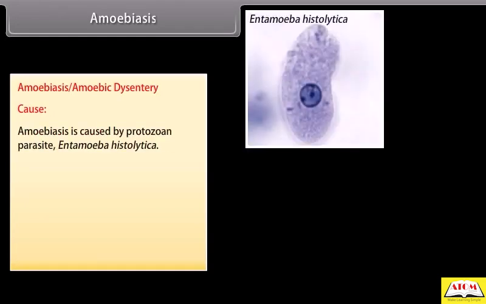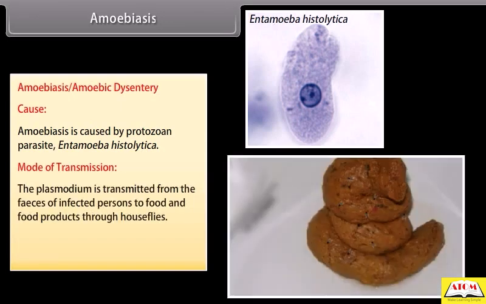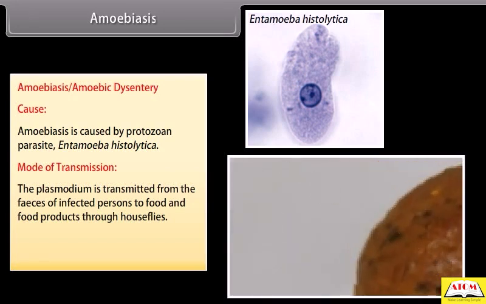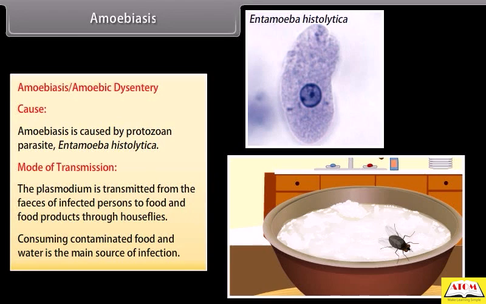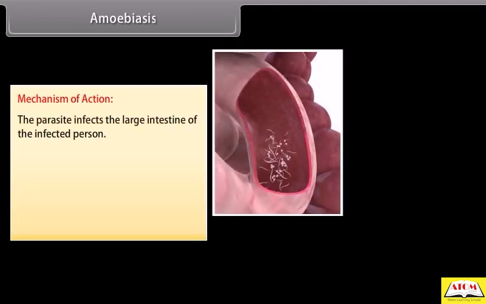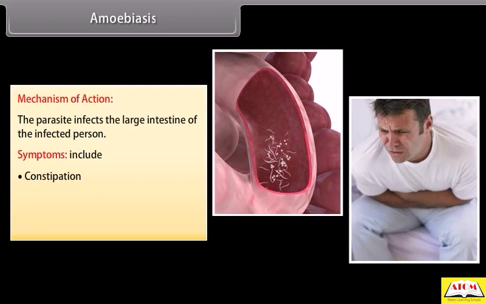Amoebiasis. Amoebiasis or amoebic dysentery. Cause. Amoebiasis is caused by the protozoan parasite Entamoeba histolytica. Mode of transmission. The parasite is transmitted from the feces of infected persons to food and food products through houseflies. Consuming contaminated food and water is the main source of infection. Mechanism of action. The parasite infects the large intestine of the infected person. Symptoms include constipation, abdominal pain and cramps, stool with mucus and blood.